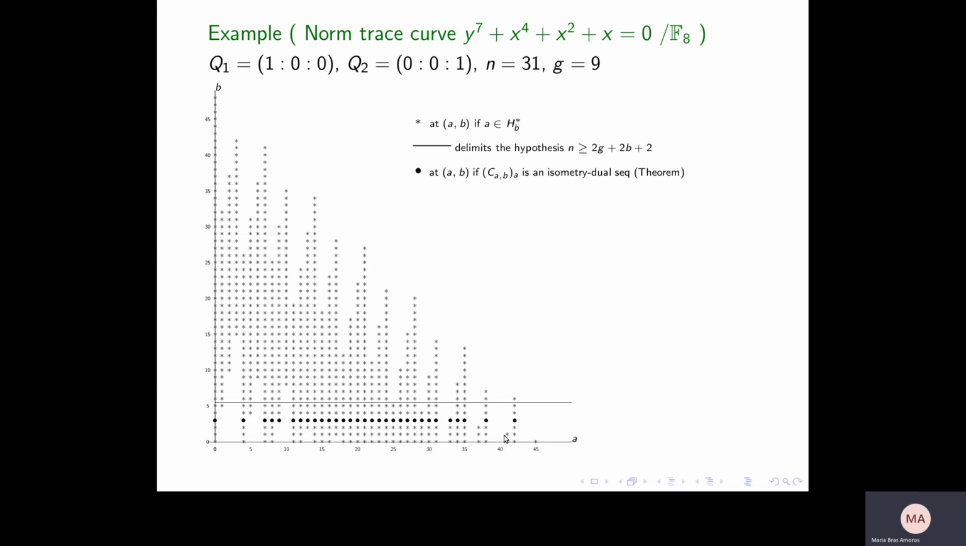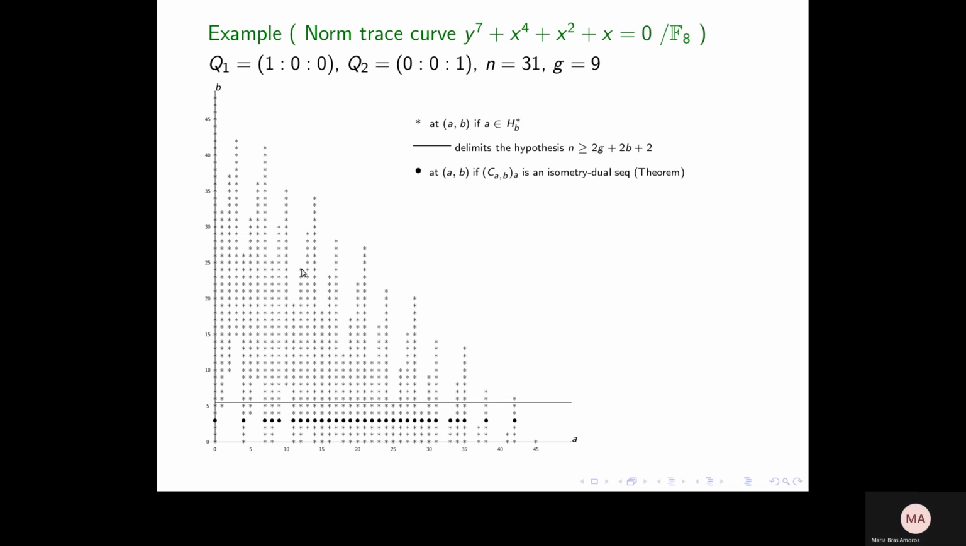For the other cases, we do not have the Isometry-dual property because if we go to twice the b corresponding to the horizontal line, we get to an H2b star set that does not attain this maximum given by the bound.